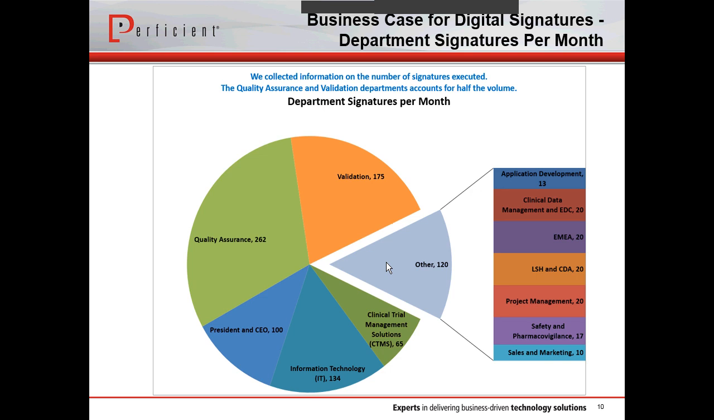It turns out that QA and validation sign the most documents. It was a surprise to me anyway that our CEO and president was signing 100 documents a month, and also that IT was signing so many documents. So there were some surprises in this, but what it's showing is that by bringing in a digital signature solution, we were going to increase efficiency, especially in the QA and the validation realms of our business, and definitely in IT as well.